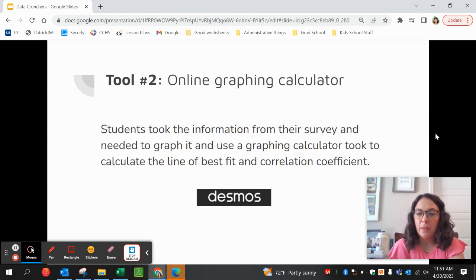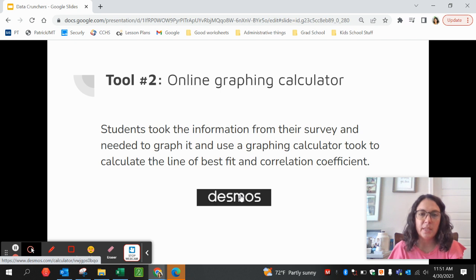The second online tool that we used was Desmos. I did not allow students other options for this because the graphing calculator on Desmos is what the calculator is on their state testing. It's on their summative assessments in my class. It's the calculator that we use throughout the year. And as they continue on through the higher level maths, they will also continue to use Desmos. So I did not give them a secondary option for Desmos. They had to use Desmos.